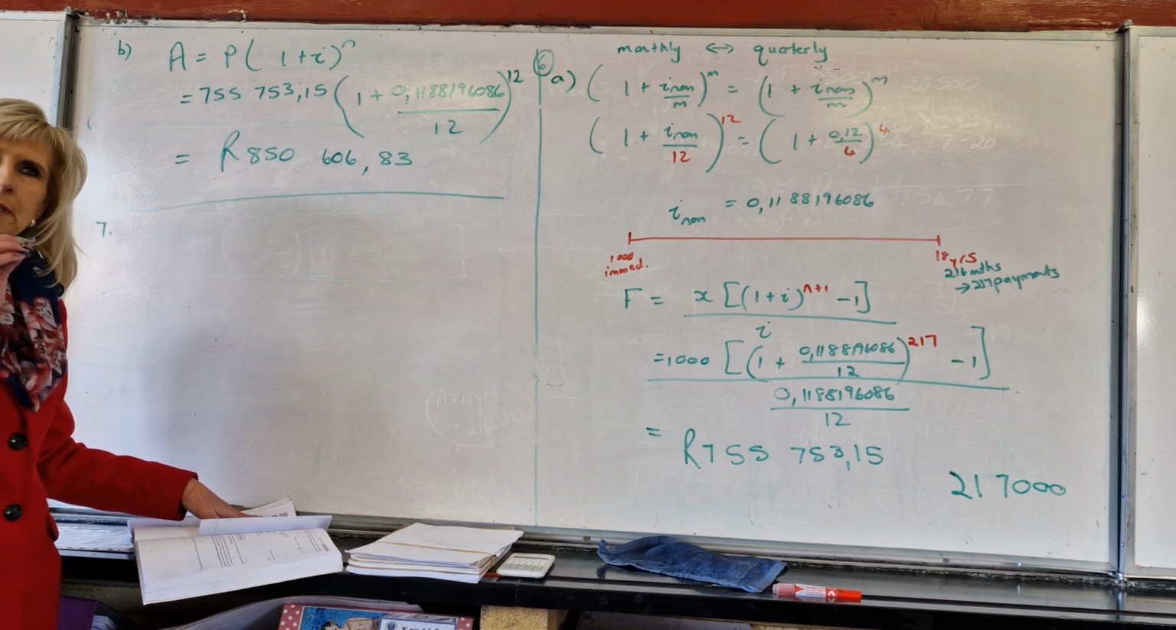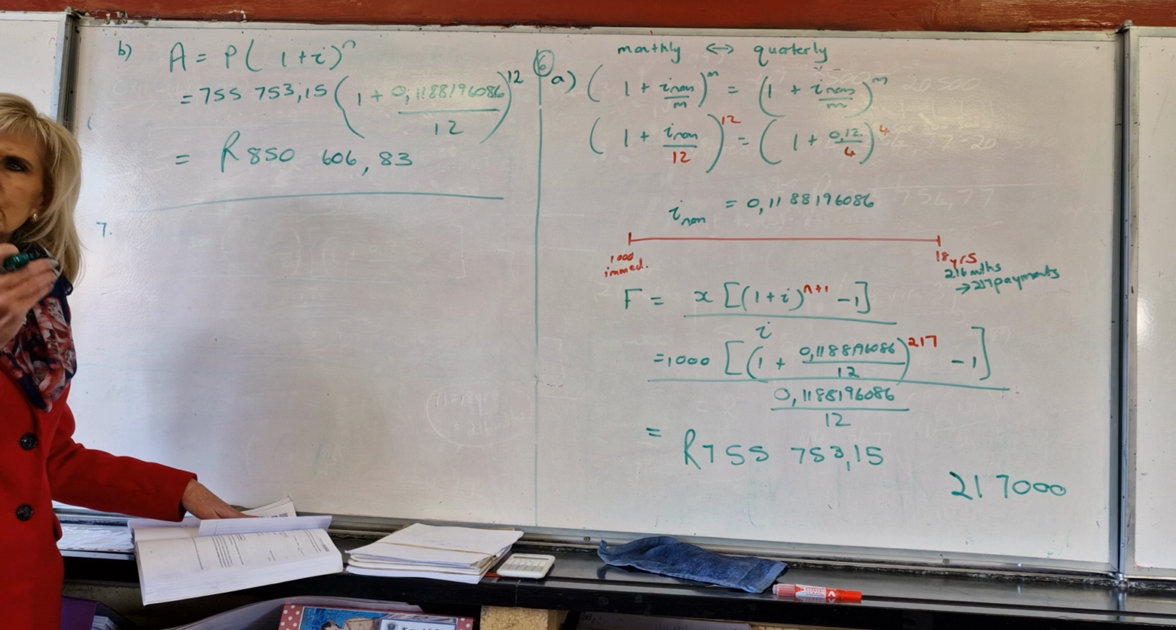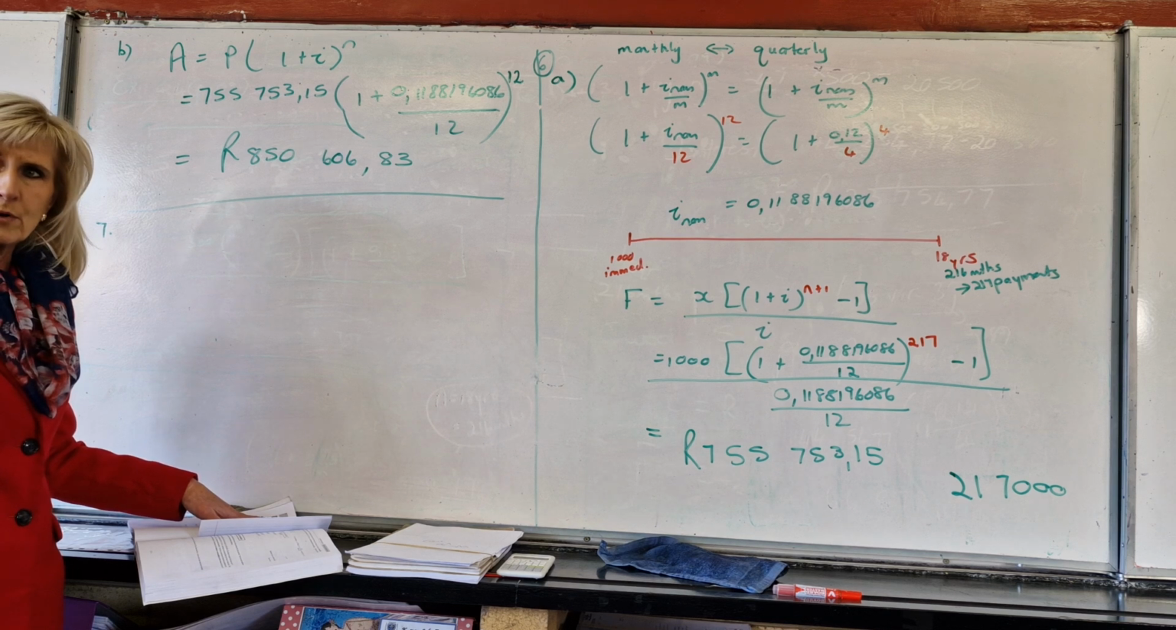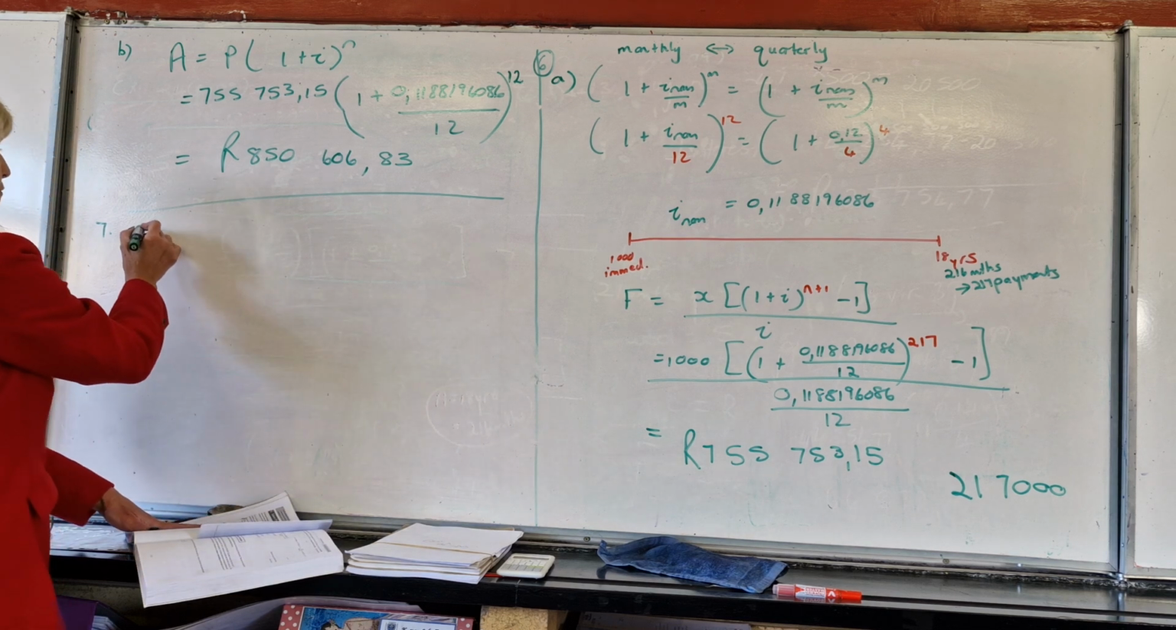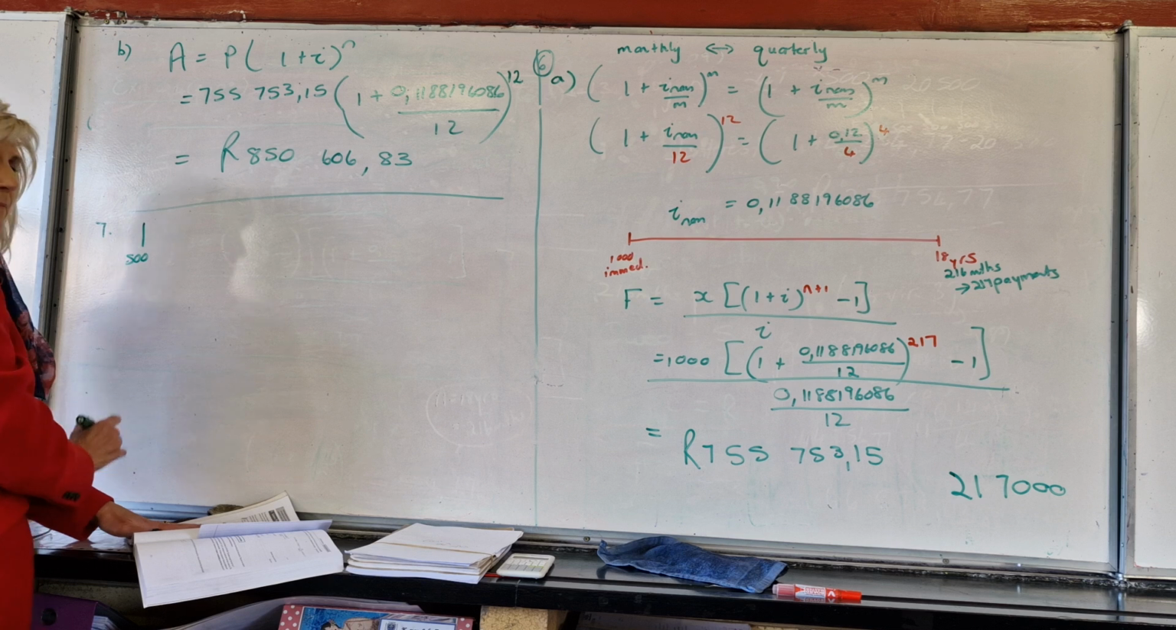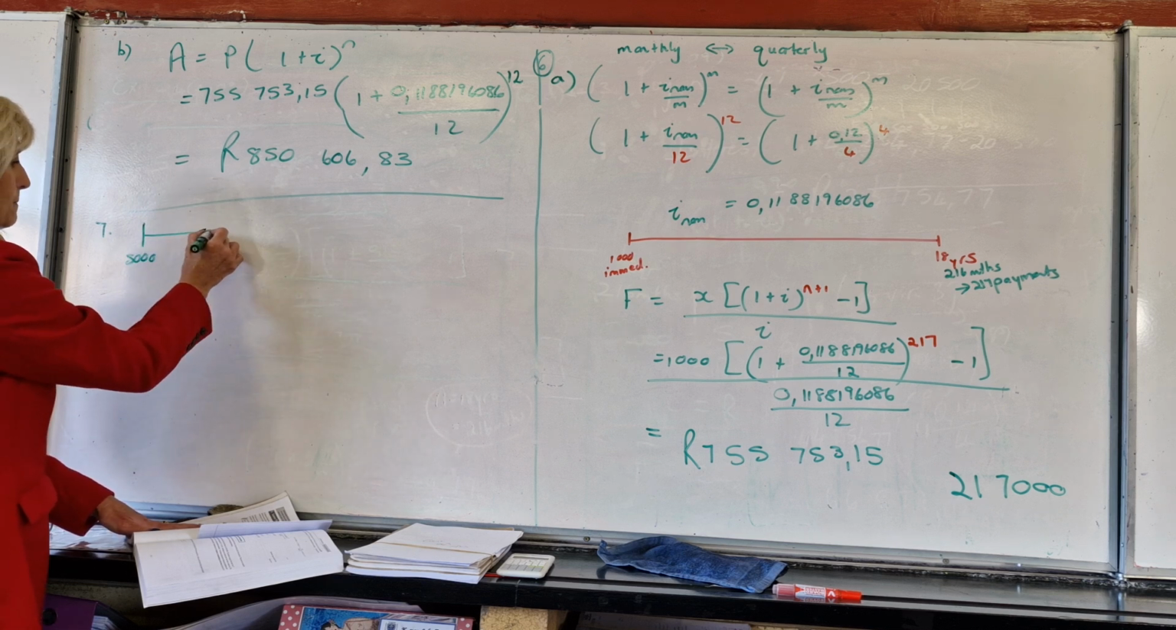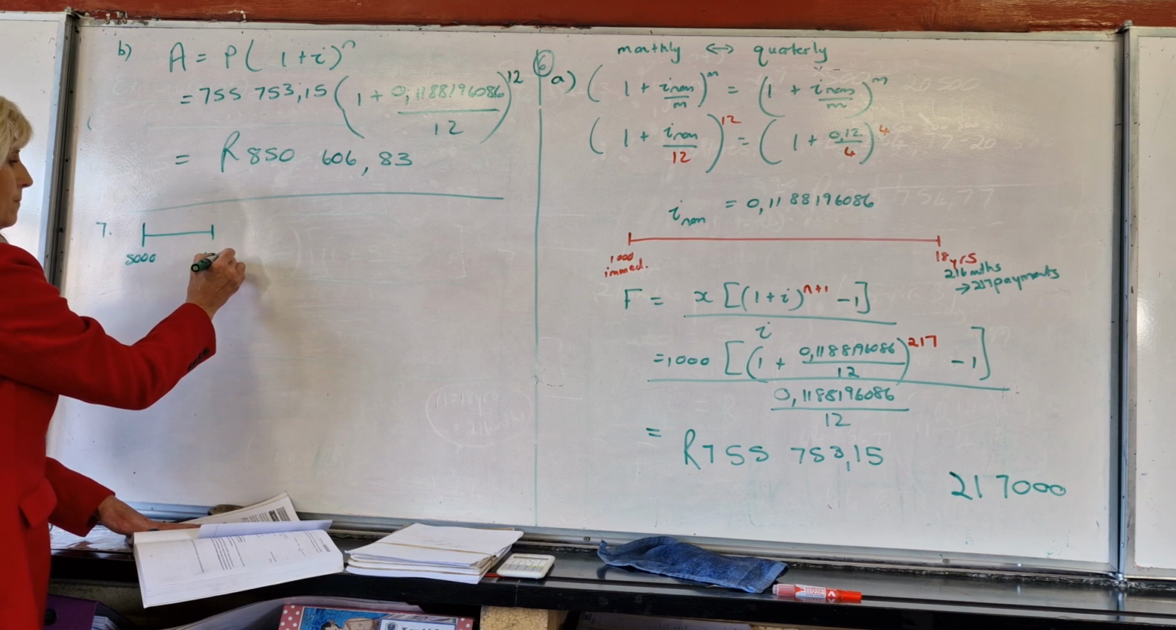So again, I would have liked them to say continues making 1,000 rand deposits because he started off with 5,000 rand, right? But then after 6 months, he puts in another 1,000.